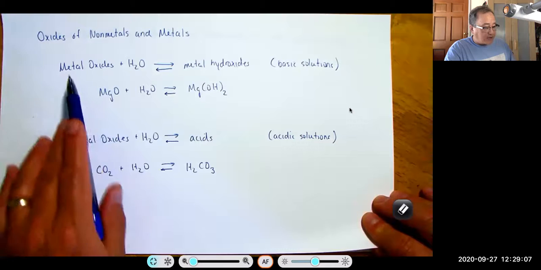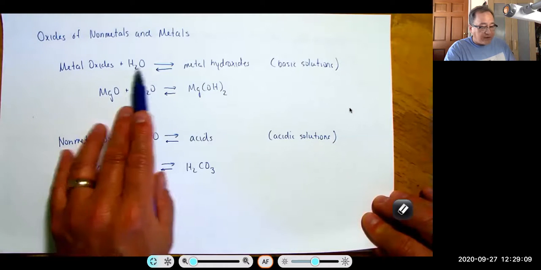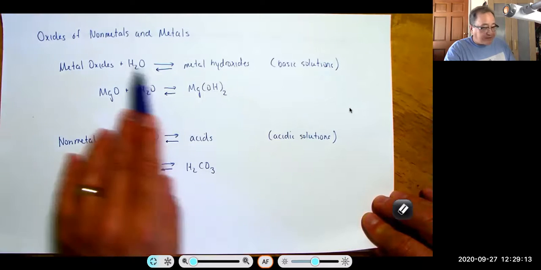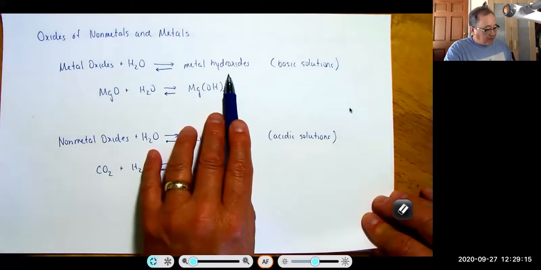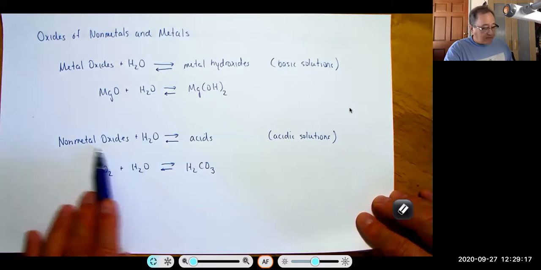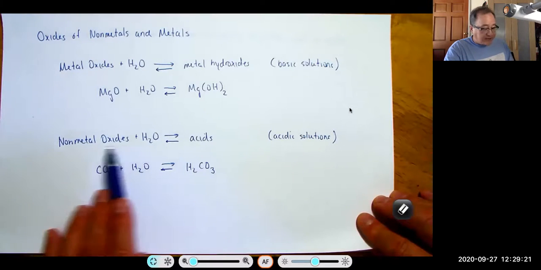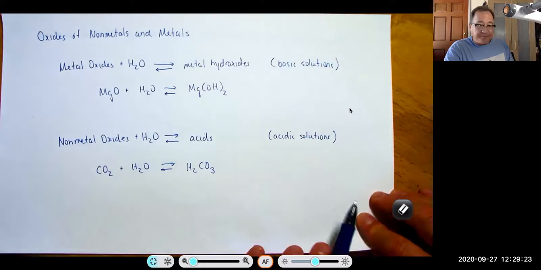So a metal oxide reacts with water and you get a metal hydroxide, a basic solution. So metal oxides make bases. Nonmetal oxides, on the other hand, react with water and they make acids. So nonmetal oxides make acidic solutions.